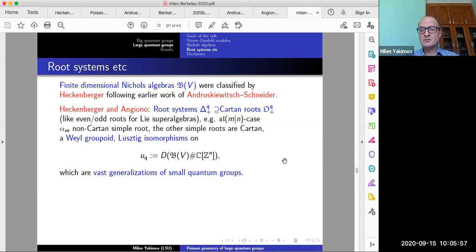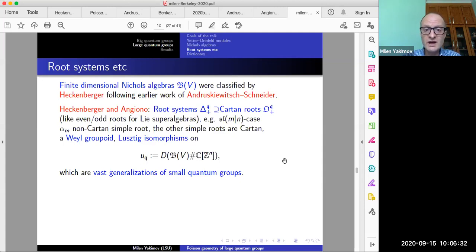So now, the beauty of the story is that finite dimensional Nichols algebras are already classified. There is an extensive classification due to Heckenberger that followed earlier work of Andruskiewitsch and Schneider, who did it in a special case. And Heckenberger and Angiono were able to associate important Lie theory data to each of these Yetter-Drinfeld modules. First of all, Heckenberger defined a root system for each of them. He furthermore defined a Weyl groupoid for each of them that generalizes Weyl groups.